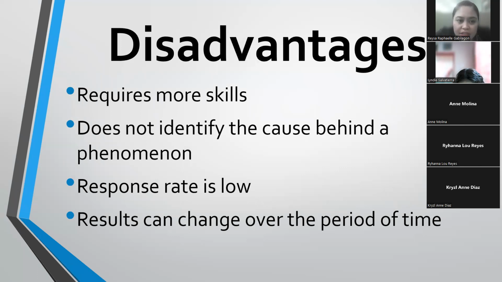Okay? Now, how about the disadvantages? This requires more skills. Number one, you're going to make your own questionnaire. For example, you really cannot find a questionnaire that you can adapt. So this requires a skill to make your own questionnaire. And it does not identify the cause behind a phenomenon. So in the case of, for example, knowledge about dengue, we are not actually looking into the cause of why they have low knowledge or high knowledge. We just want to describe whether they have high or low knowledge about dengue. That's an example. And response rate is low.